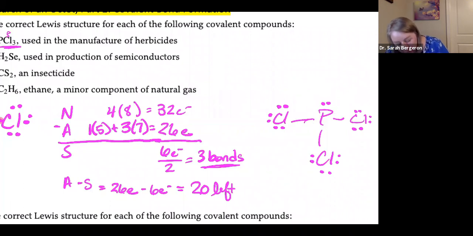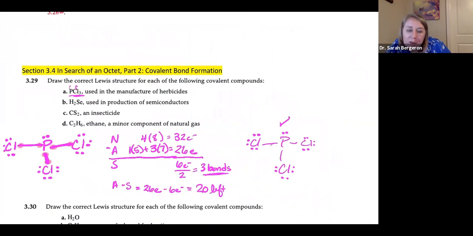I want to erase it. Chlorine, 2, 4, 6, 8. Chlorine's happy. And all the chlorines are the same, so they're all happy. So it's good. You can use either way. It does not matter to me. Doesn't make a difference.